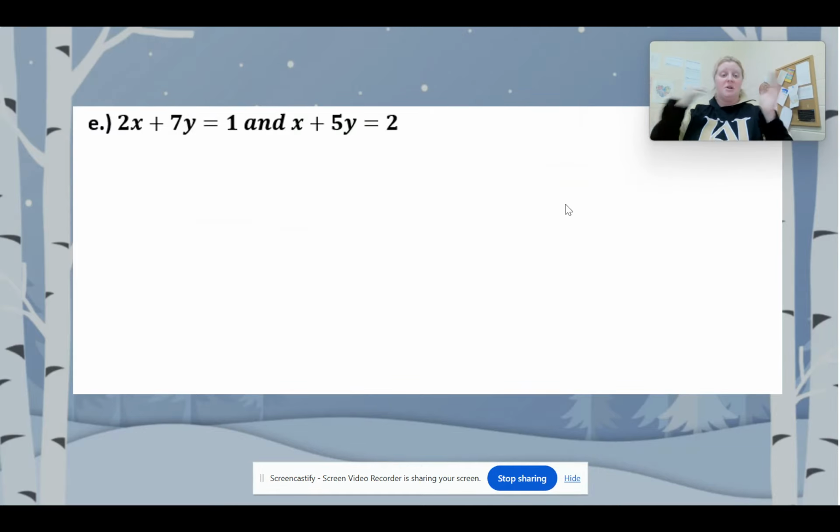So in the last one, I'm just going to let you know, I'm going to use elimination. You're welcome to try it however you want. But go ahead and pause it, give it a shot, and see if you have the hang of it. And when you're ready, you can unpause the video and we can compare answers.